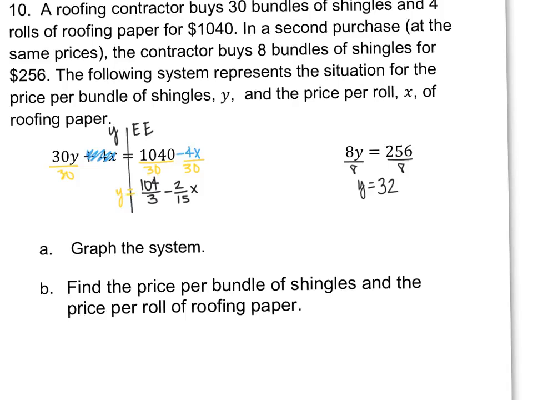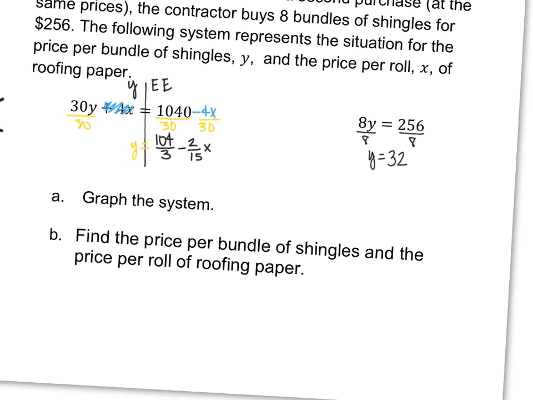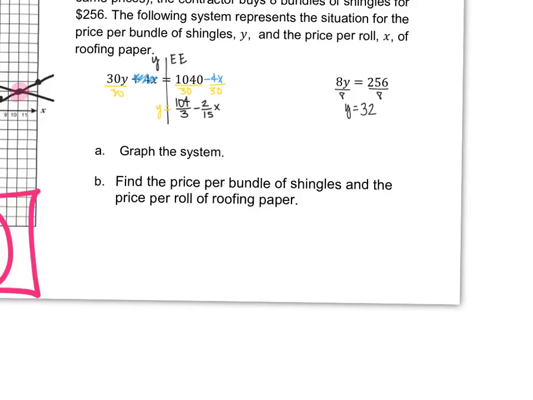And once you've found your intersection, remember you're going to press the button second trace 5, enter, enter, enter. And it's going to give you the ordered pair. It's going to tell you that your solution is 20. It's actually going to say x equals 20 and y equals 32.